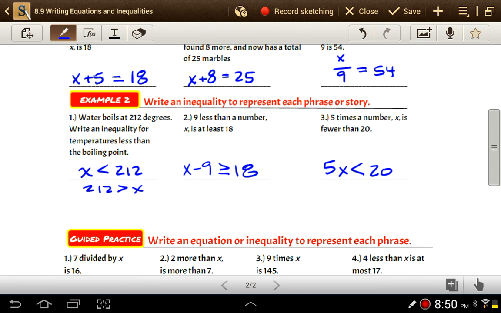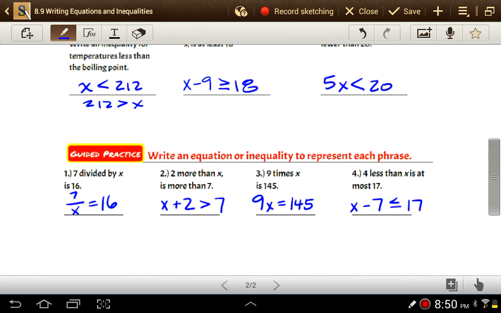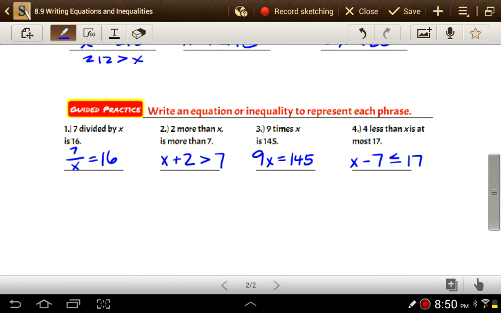After you have the examples written down, then you can go on to the guided practice. If you need to pause real quick, do that right now, and then press play when you are ready to move on to the guided practice. Okay, let's move on to the guided practice. In the guided practice, here's the answers that you should have gotten.